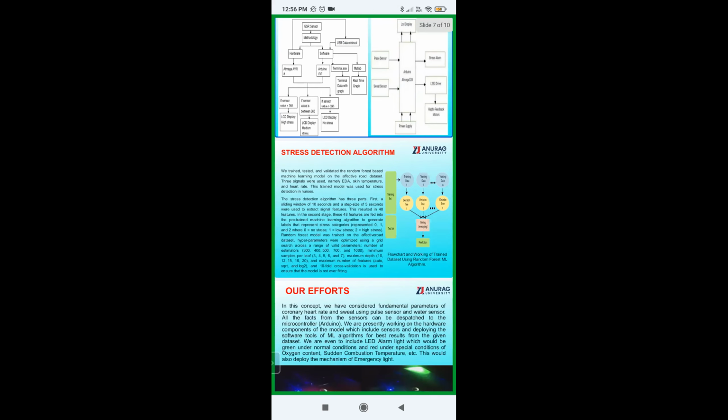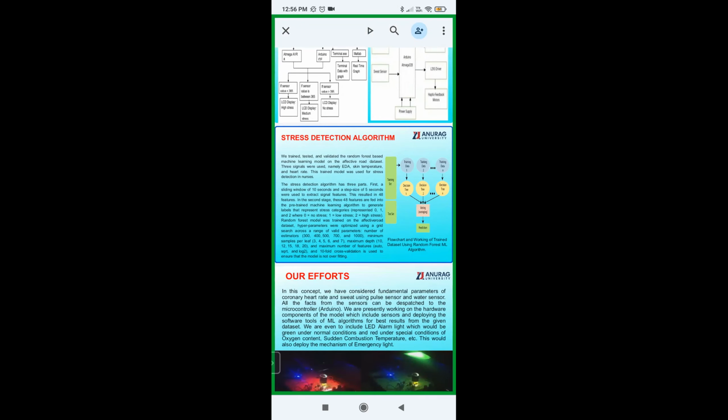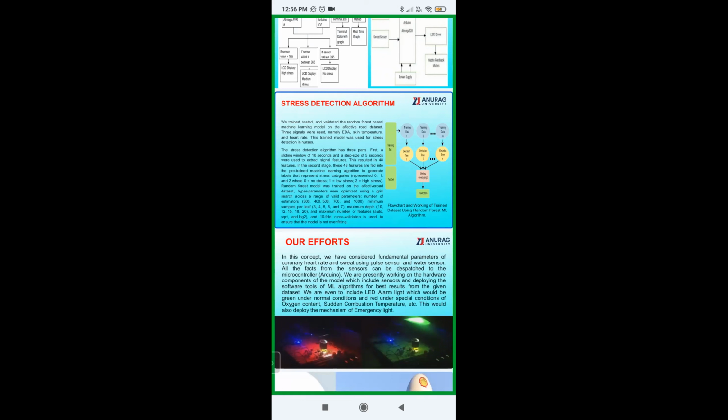So this is the machine learning algorithm, that is a stress detection algorithm. The input values are the skin temperature and the electrodermal activity, which we are going to get from the Arduino. The Arduino will in turn take the values from the sweat sensors. From there, we get the values and give them to the machine learning algorithm of random forest.